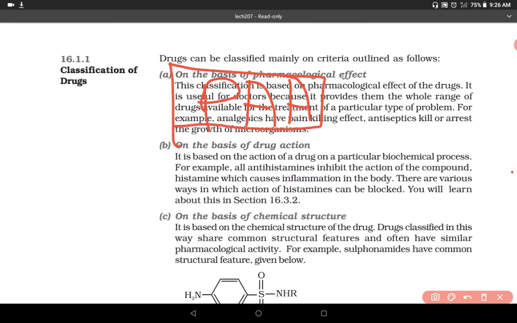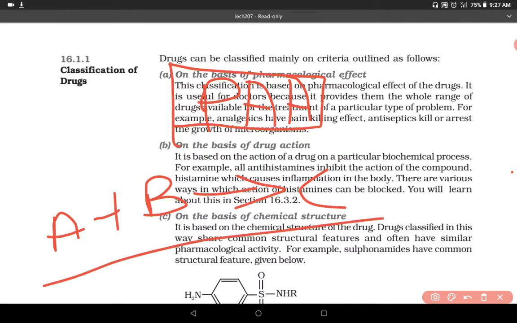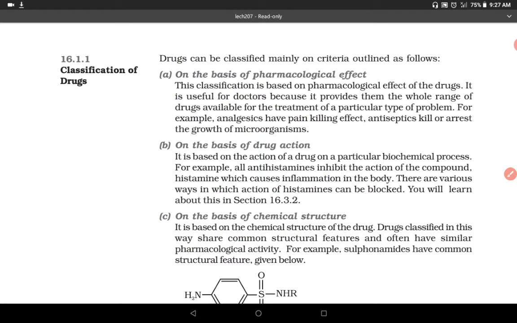Next, on the basis of drug action. It is based on the action of a drug on a particular biochemical process. If some biochemical process is taking place where A plus B is giving C, this is called a biochemical process. Actually it is a general form. It can be of any type. There are so many chemical reactions that occur with changes, but here it is based on the action of a drug on a particular biochemical process.